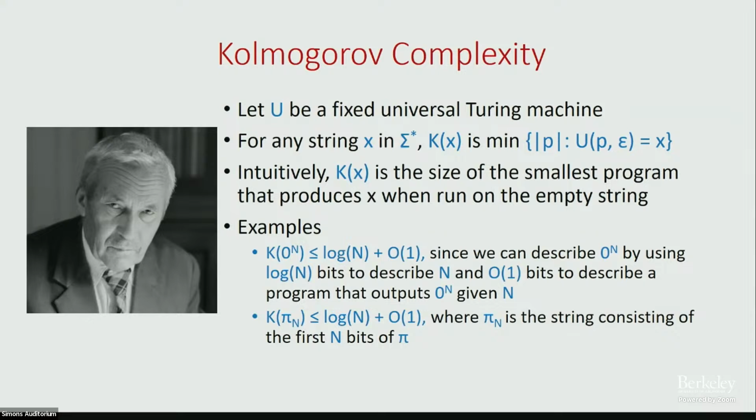And just a couple of examples: if you take a string of all zeros, that's going to have Kolmogorov complexity at most log n plus order 1, because we can describe a string of all zeros by using log n bits to describe n, and just a constant number of bits to describe a program that outputs the string of n zeros given n. But even much more complicated strings, like the first n bits of pi, you can describe by log n plus order 1 bits, because there's a program that, given n in binary, those log n bits of information, is going to produce the first n bits of pi just by approximating pi well enough using standard algorithms.